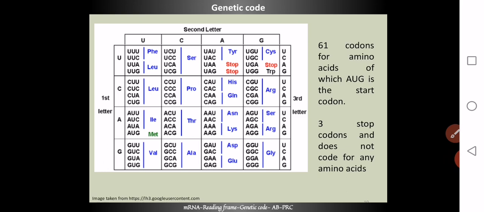And the remaining 3 codons do not code for any amino acid, and they are considered the stop codons, right? The stop codons are UAG, UAA, and UGA. All right.